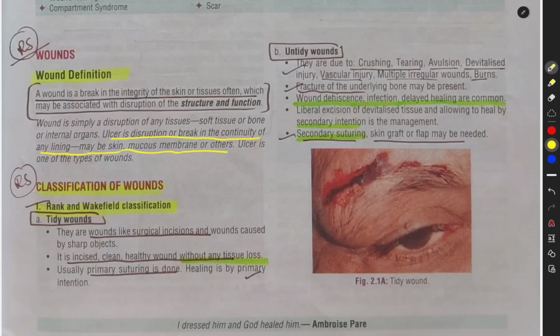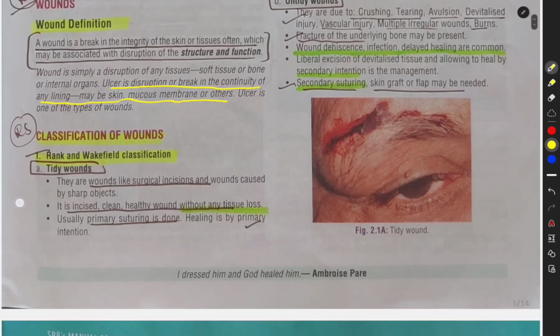So, coming to the classification of wounds, there are 6 headings in classification. You need to remember it as Rank and Wakefield classification, then comes 3 T's and then 2 S's. Rank and Wakefield classification, the time elapsed, the thickness, and the type. And the 2 S's involved are the structure involved and the surgical wounds classification.